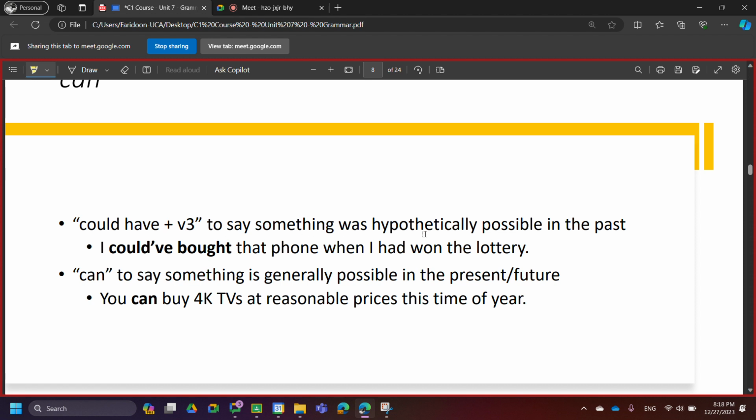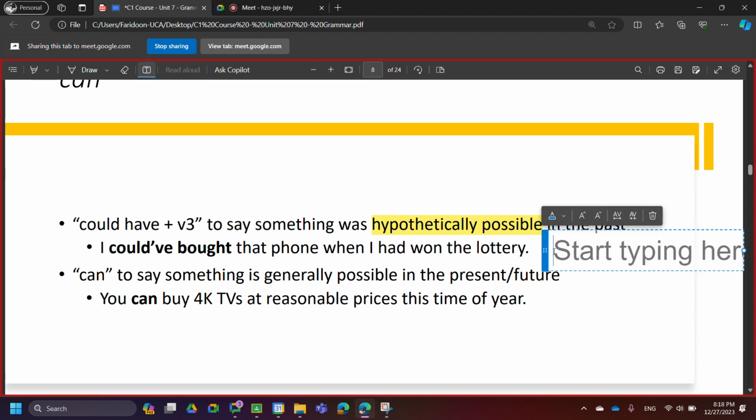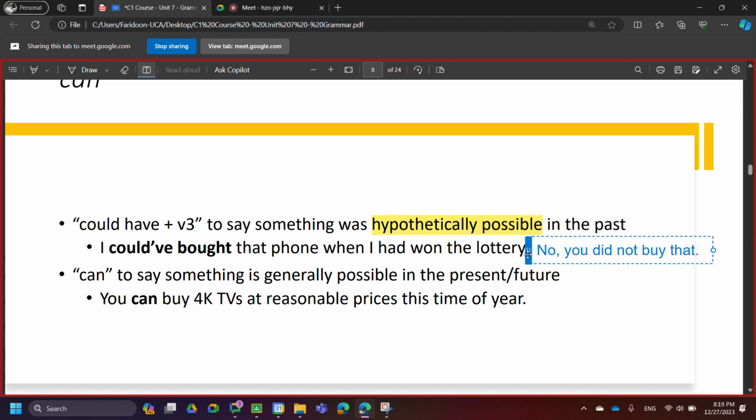to say something was hypothetically possible in the past. So when you're talking about hypothetical scenarios or situations in the past, you can use could have plus verb number 3. Example: I could have bought that phone when I had won the lottery, but did you buy it? No, you did not. So that is why it's hypothetical. You are not winning the lottery every day.